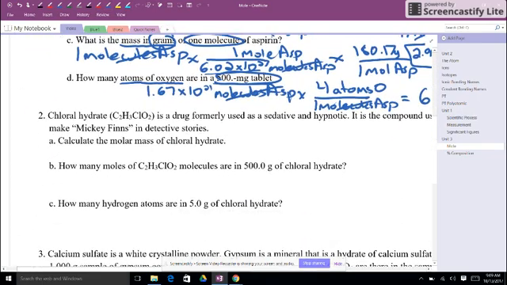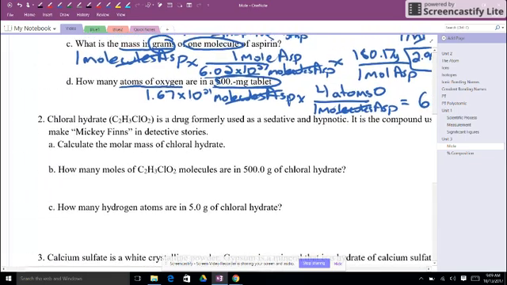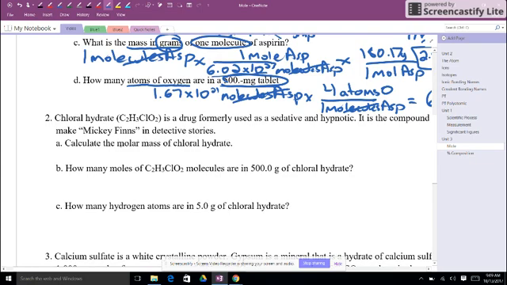Okay, let's check out question 2. Chloral hydrate is a drug formerly used as a sedative and hypnotic. It's the compound used to make those Mickey Finns in the detective stories. Calculate the molar mass of chloral hydrate. So again, I'm going to look at my number of atoms or ions in this compound or formula unit. I have 2 carbons, so 2 times 12.01. I have 3 hydrogens, so 3 times 1.01. I have 1 chlorine, so I'm going to add 35.45 to the mix, and I have 2 oxygens, so 2 times 16. So for this one, we end up with 94.50 grams per 1 mole of this compound.